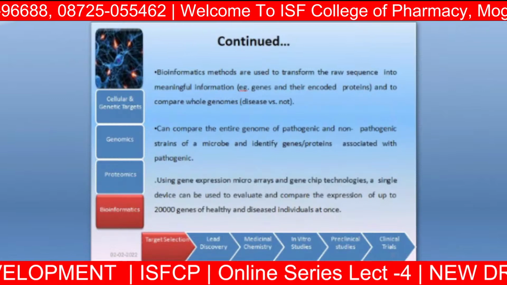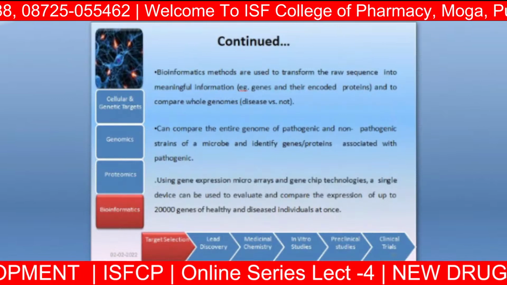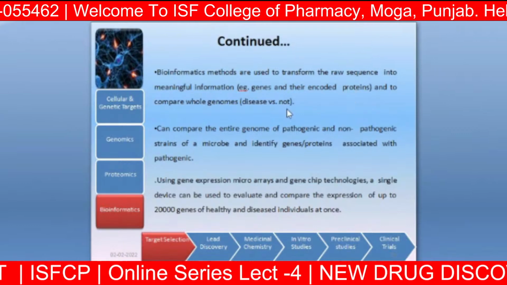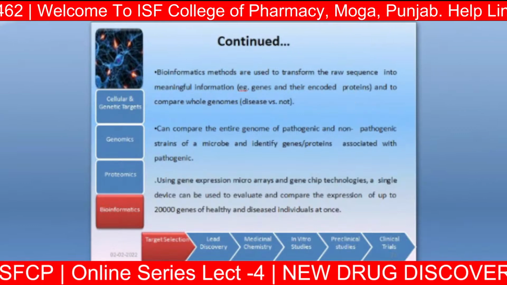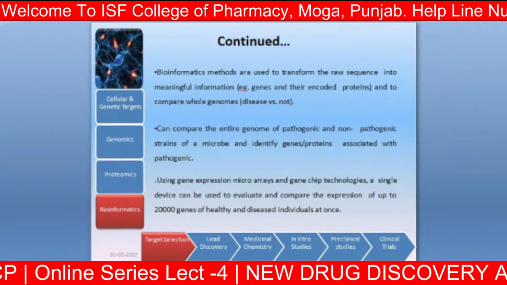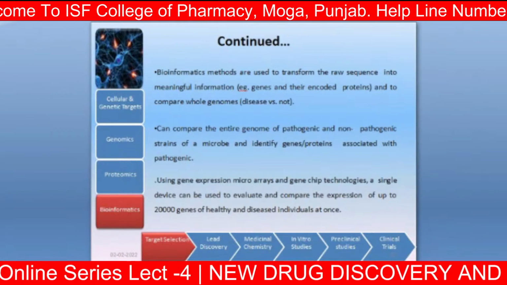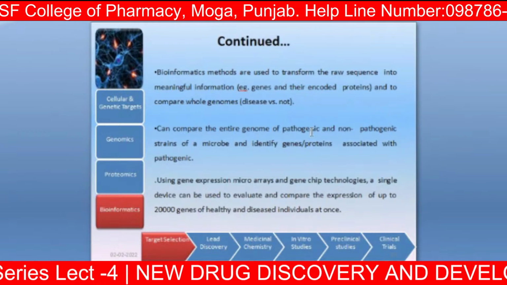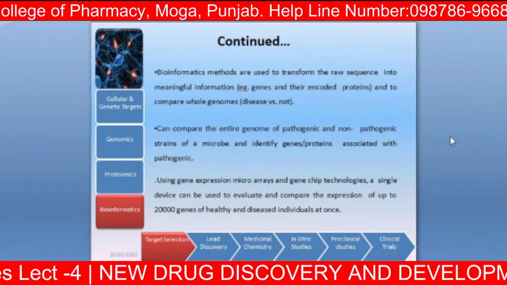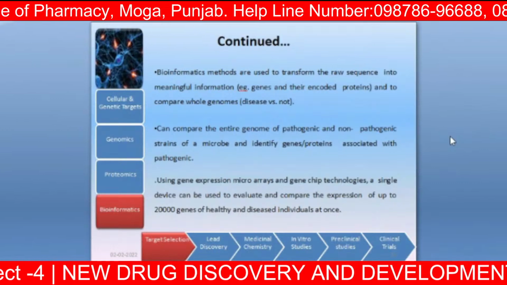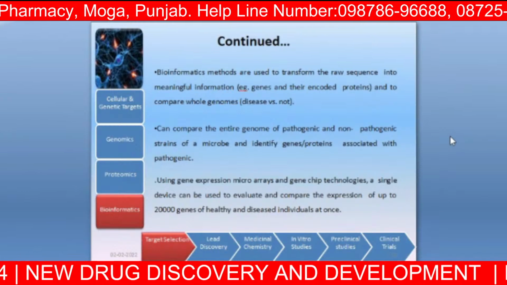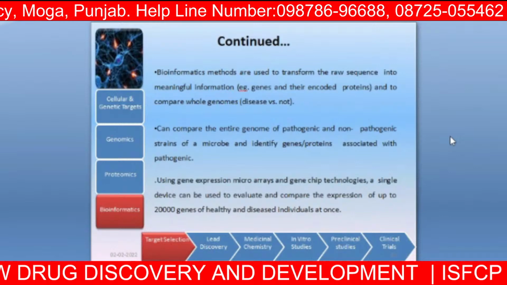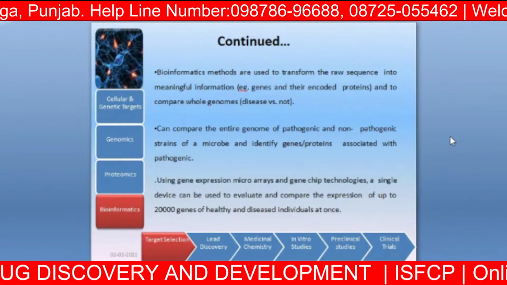Bioinformatic methods are used to transform raw sequences into meaningful information, genes and their encoded proteins. As we know, encoded proteins have a specific function within the body, so we are trying to identify their basic function, and to compare the entire genome of pathogenic and non-pathogenic strains of a microbe, and identify genes and proteins associated with the pathogen, using gene expression microarrays and gene chip technologies.